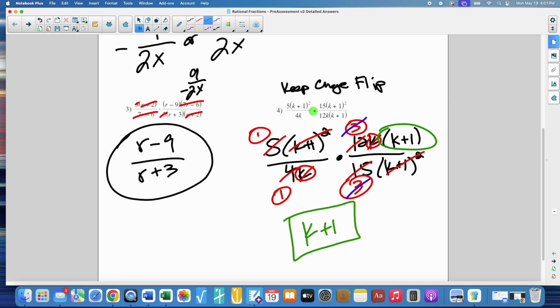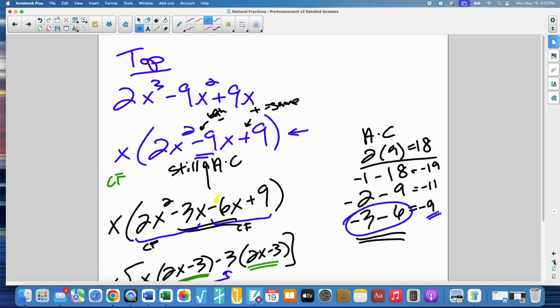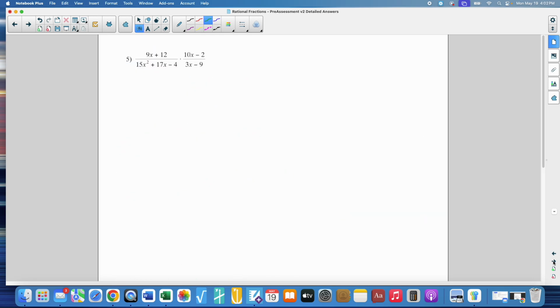That's a good one. So notice the mistake that Mr. Mac made. He forgot that he was dividing. So understand there are only 3 key concepts: simplifying, multiplying, and dividing. And we have to remember when dividing to keep, change, and flip. All right? Now, let's look at number 5. This is where the heavy lifting is. So we have 4 sections.